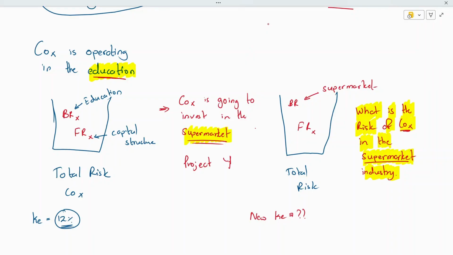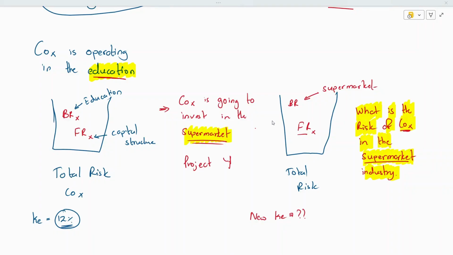But we have one of these two things already with us. What do we have? We have the financial risk. Don't you know your own company's capital structure? Company X's capital structure? Obviously, company X will know. Our capital structure is 40% equity, 60% debt. Or 70% equity, 30% debt, it could be whatever. We would know that. So we would know the financial risk of the organization. What don't we know? We don't know the business risk of the supermarket industry.